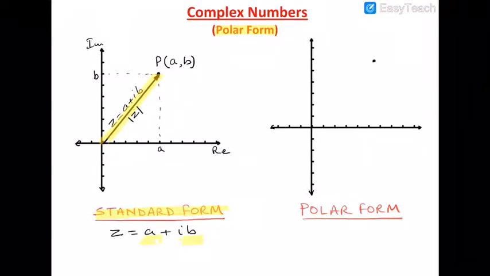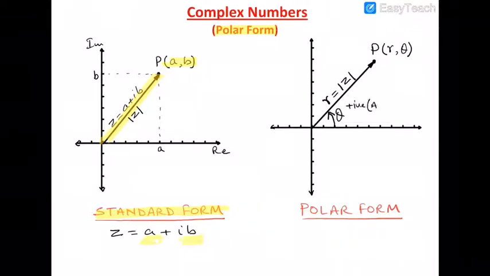Now the polar representation of a complex number uses a radius r and an angle theta, where r is the radius and is equal to mod z, and theta is the angle between the positive real axis and the line segment of z. Theta is positive for the anti-clockwise direction and negative for the clockwise direction.